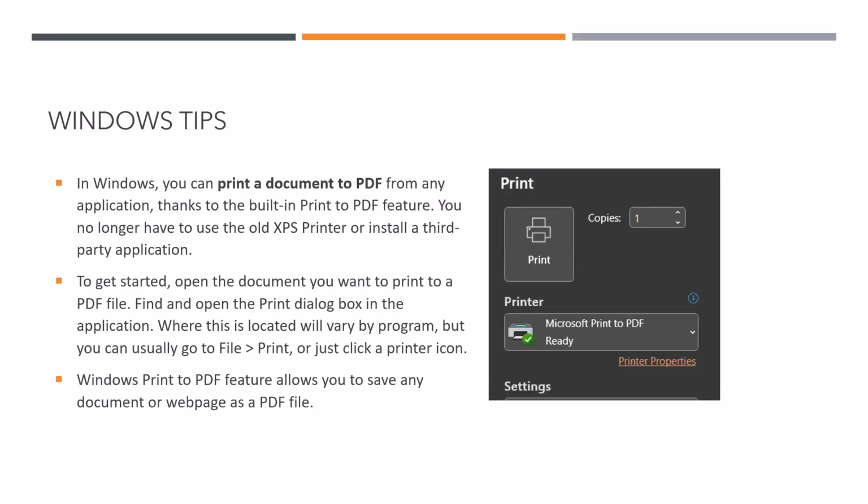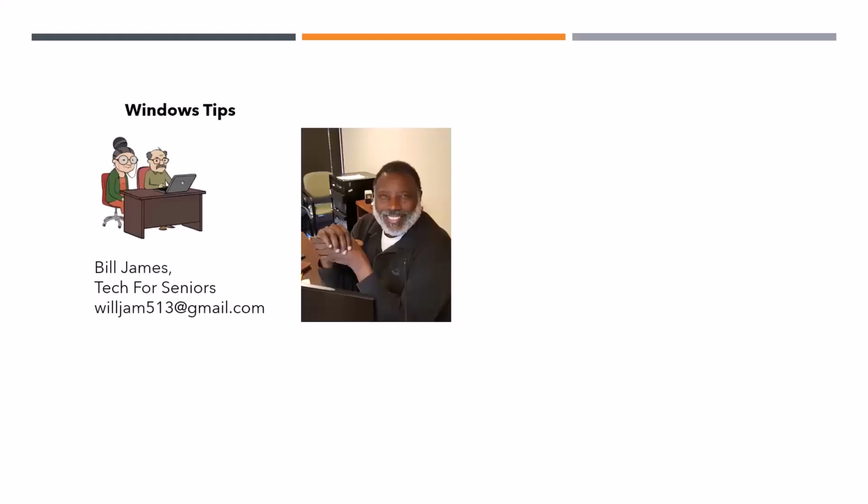In Windows, you can also print a document to PDF from any application thanks to the built-in Print to PDF feature. You no longer have to use the old XPS printer or install a third-party application. To get started, open the document you want to print to a PDF file. Find and open the print dialog box in the application. Where this is located will vary by program, but you can usually go to File, Print, and just click the printer icon. Windows Print to PDF feature allows you to save any document or web page as a PDF file.